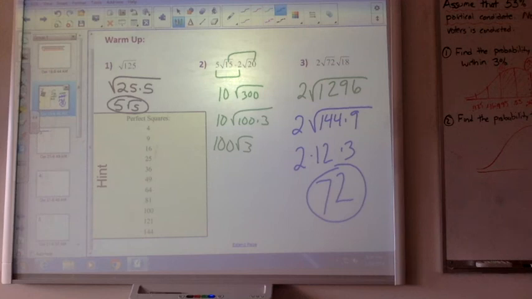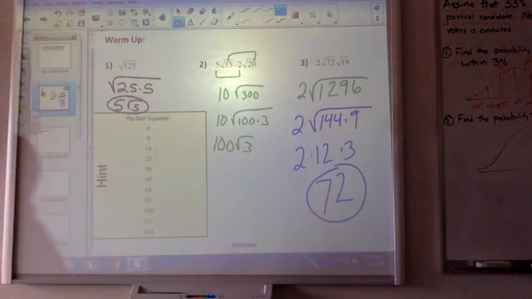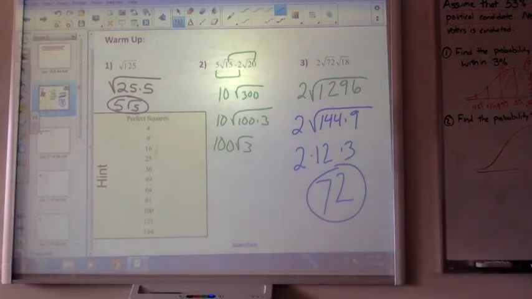There's no radical on this one. Why is that? 1296 happens to be a perfect square. Will someone just on your calculator, for the heck of it, go square root of 1296 and tell me what you get? Oh, you squared it. Yeah, do square root. Do the second of. Second square root. 1296. What do you get, buddy?